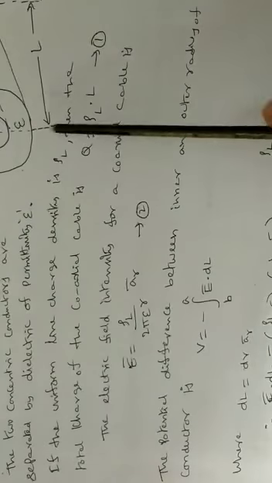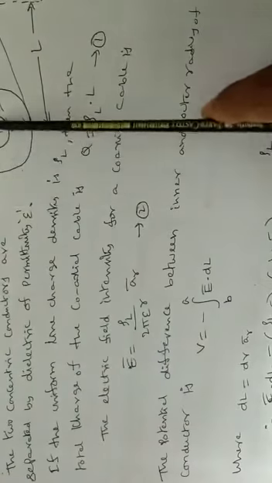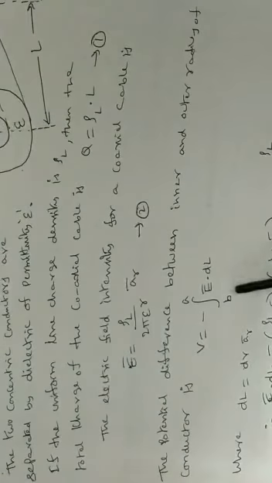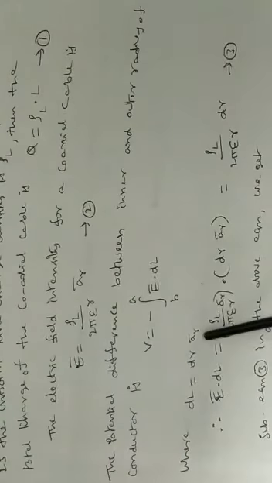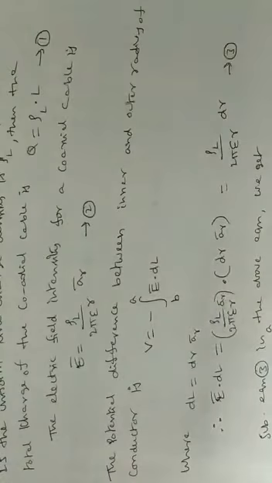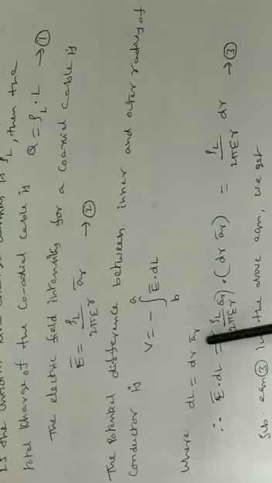V is equal to minus integration from B to A, that is from the outer radius value to the lower radius, of E bar dot dl. In this case we know dl is equal to dr into ar bar. Why is it dr into ar bar? The cable is cylindrical in shape, so in cylindrical coordinates dl is dr ar bar plus r d phi a phi bar plus dz az bar. In this case we are considering the r direction only, so the remaining two terms, a phi bar as well as az bar, are not considered here. So dl is equal to dr into ar bar.